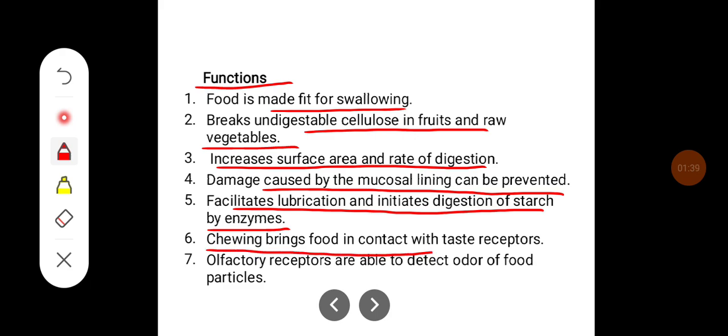Chewing brings the food in contact with the taste receptors, and hence it aids in taste sensation. Olfactory receptors are able to detect the odor of food particles.